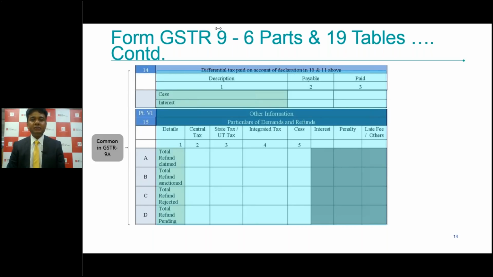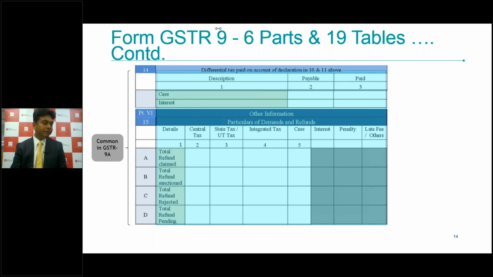Now the other part which is left is the miscellaneous information, because these arise out of the principal computation that we have done so far. What is the total amount of refund claimed? What is the total amount of refund sanctioned? What is the total amount of refund rejected? And what is the total amount of refund pending? So this gives a snapshot on an annual basis as to what refund is pending, what refund has been claimed, and what refund has not been sanctioned so far.